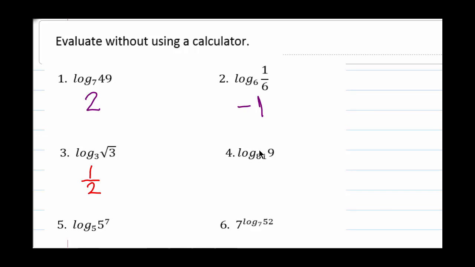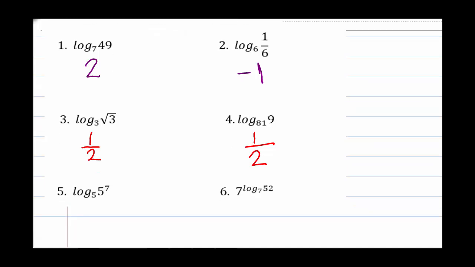Now, the same thing is true for number 4, right? What is my exponent on 81 that gives me 9? Well, what do you have to do to 81? 81 is a perfect square. That perfect square is 9. So this is then 1/2.